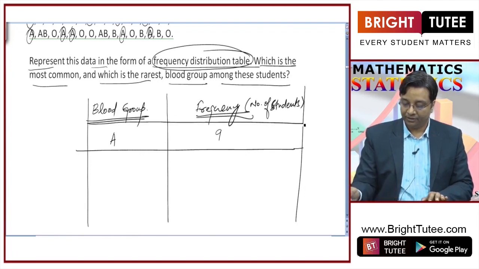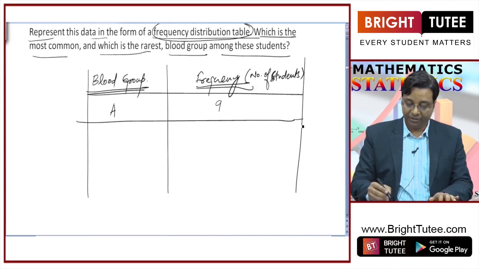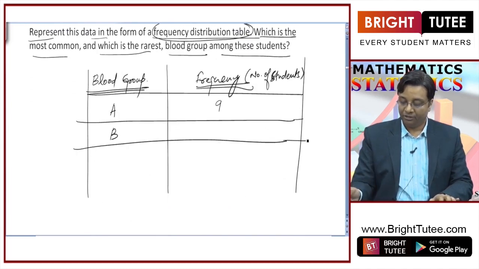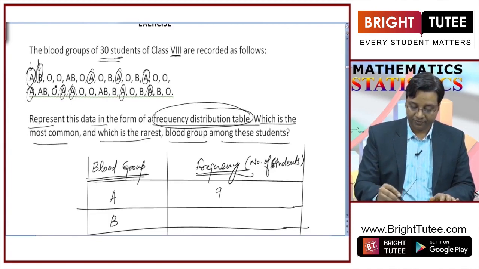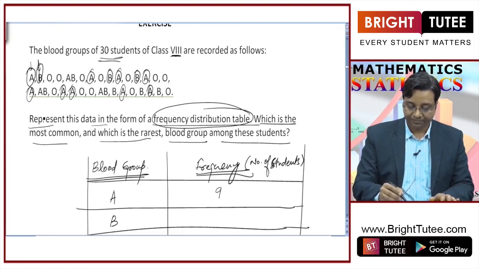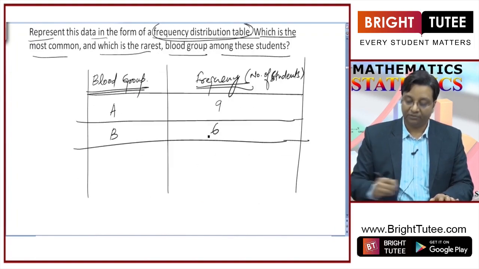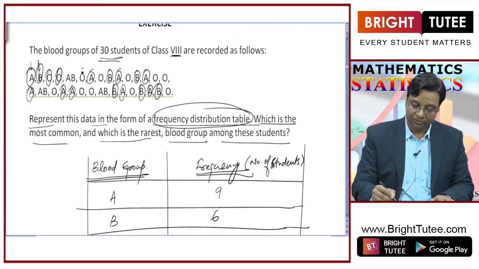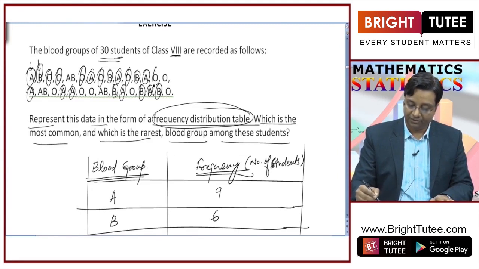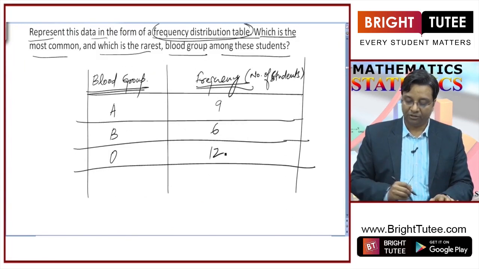Right? What about the next blood group? Let me write B. Blood group B. How many students are there with this blood group? 1, 2, 3, 4, 5, 6. So there are 6 students who have got blood group B. What is the next blood group? O. How many students? 1, 2, 3, 4, 5, 6, 7, 8, 9, 10, 11, 12. There are 12 students who have got this blood group O.